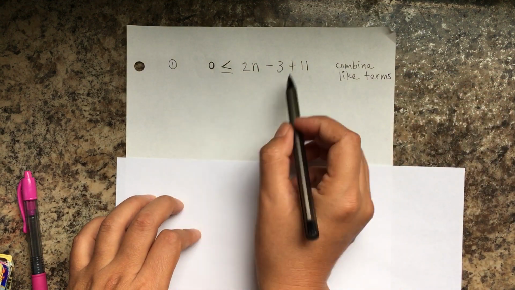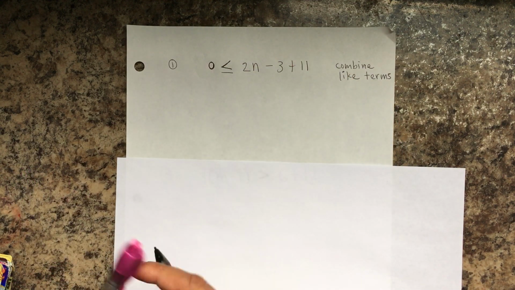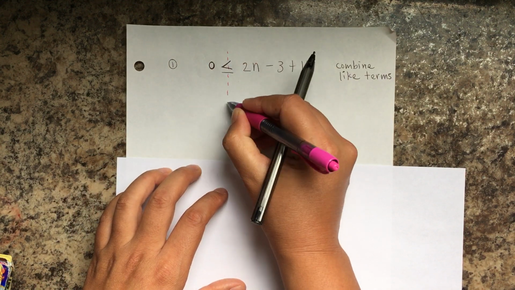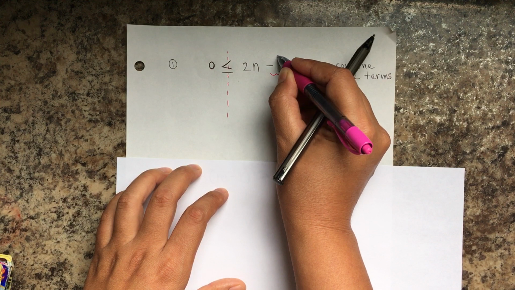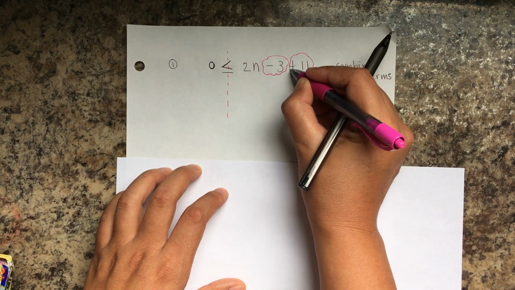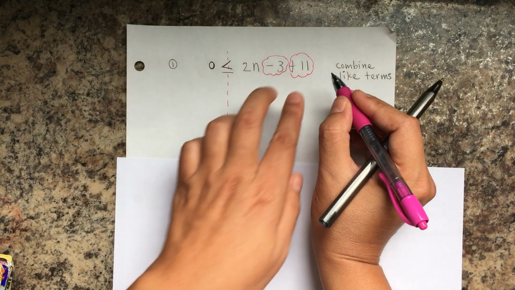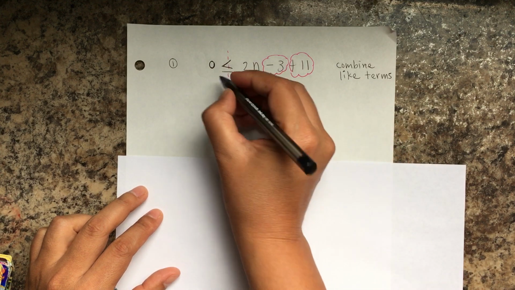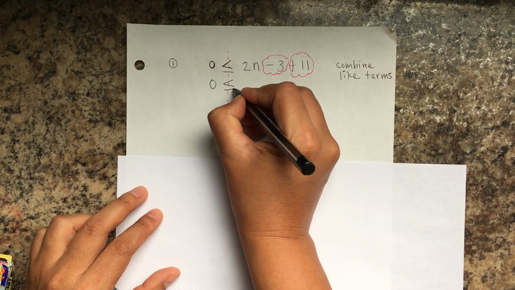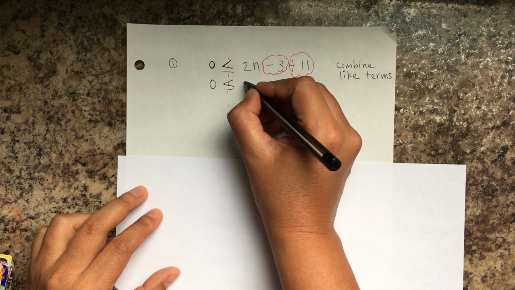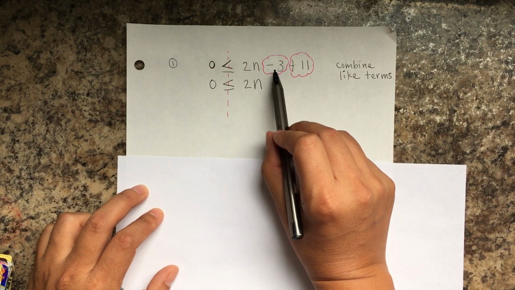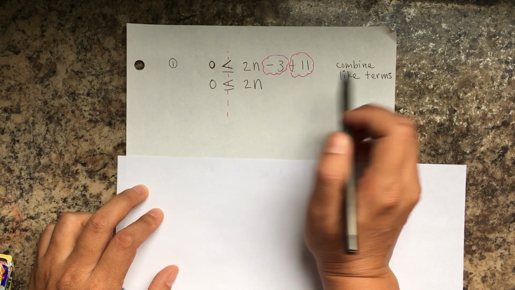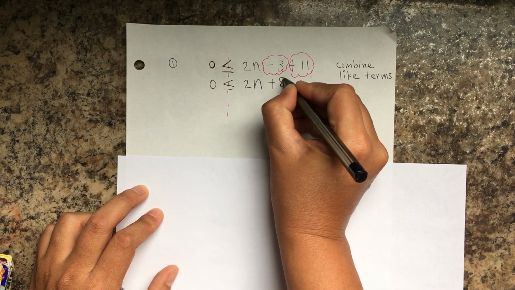So we're going to solve this as if it was an equation. So we notice that this has 2n, okay? The division is going to be here. And so these are like terms because these don't have n. Remember that we don't put constant numbers with variable terms. So now we bring this down. 0 is less than or equal to 2n. If I have -3 plus 11, it's like saying I owe $3, I pay 11, so I end up with 8.